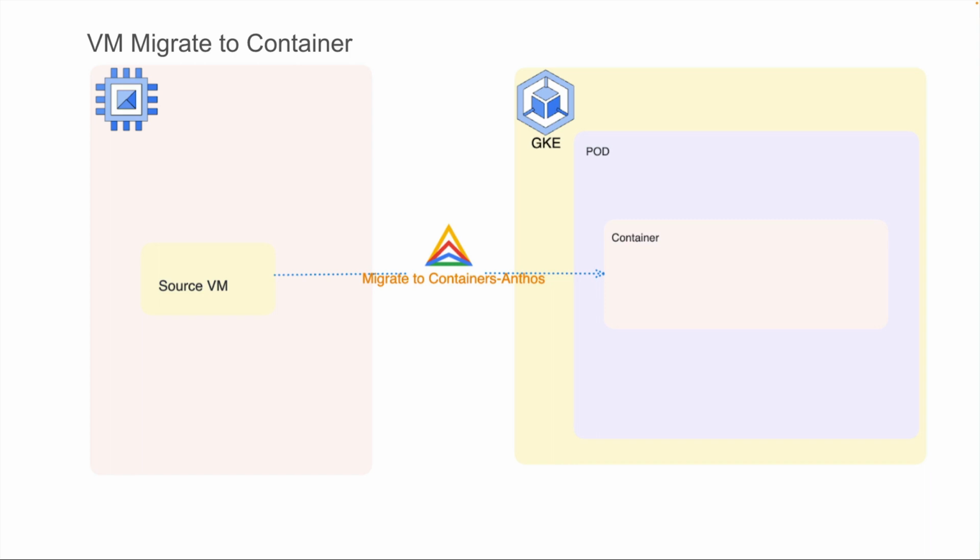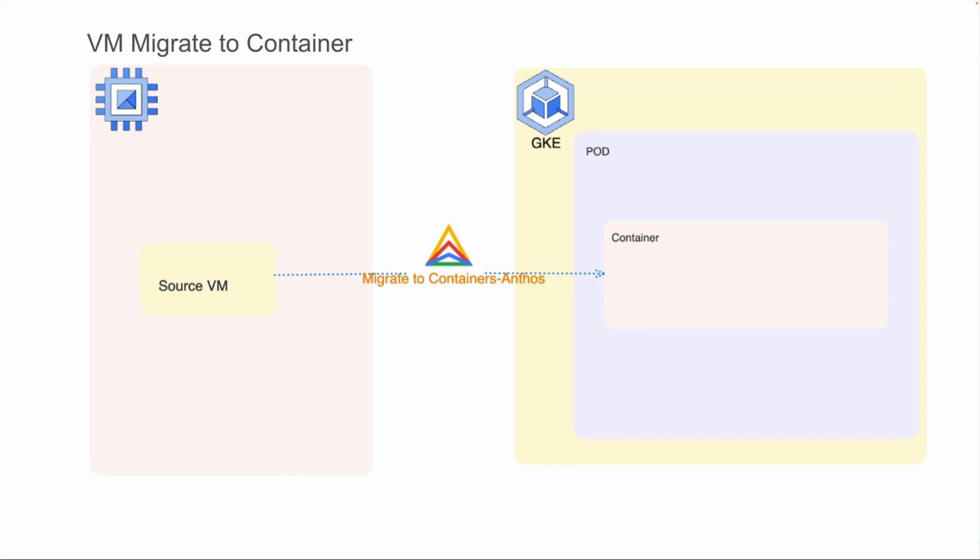This is the high level architecture which I have designed, like how the source VM we have defined, and then which tool I will use over here. For example, the Migrate to Containers Anthos tool, which I will use to migrate the VM workload to container. So let me talk a little bit more about the architecture.